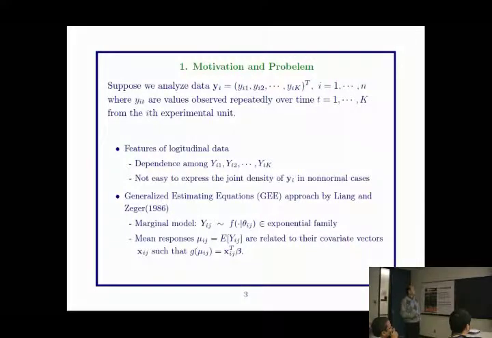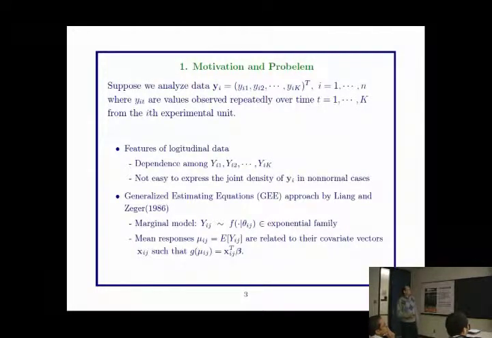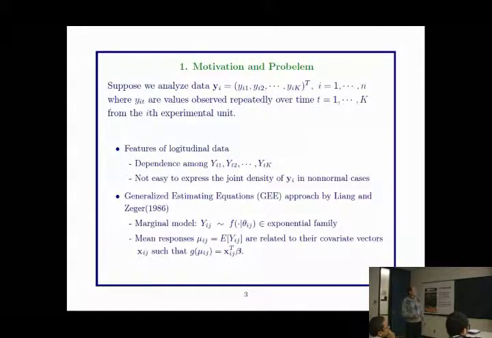Here's the motivation and problem. Suppose we have data y1, y2, ..., yk observed repeatedly over time from the same experimental unit. This kind of data is usually called longitudinal data. In this type of data, there are two big issues. One is there is dependence between y1, y2, and yk, because these are from the same subject or experimental unit. Another problem is there is no nice way to figure out the joint distribution of these unless they are normally distributed variables. So there is some problem in parameter inference.